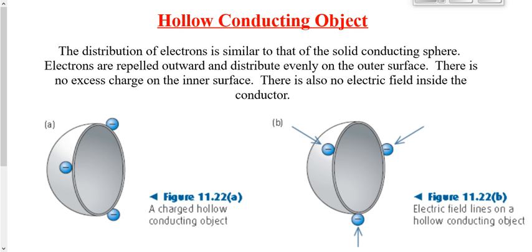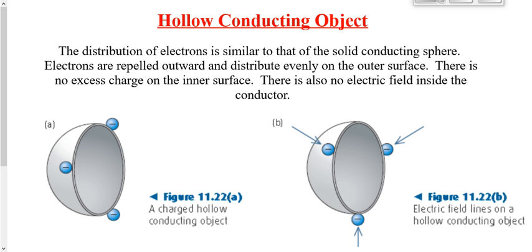Lastly, I want to look at a hollow conducting object, and I want to look at this a little bit differently than the other ones. We know what's going to happen to these charges. Same thing as would happen in a solid conducting sphere. The charges are going to go to the outer surface, and they're going to be evenly distributed. This is a uniform surface, so we're going to get the same effect as we got in the solid conducting sphere. But what I want to look at a little bit closer here is the electric field.